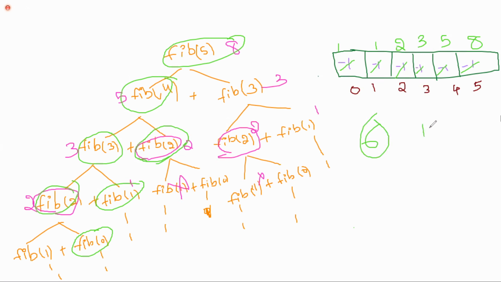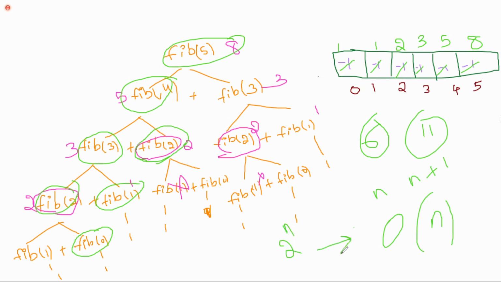10th term means how many times do you need? 11 times. For n, it is nearly equal to n plus 1. So the time complexity I can derive as big O of n. Earlier using recursion, what was the time complexity? It was 2 to the power of n. Now the time complexity is big O of n.